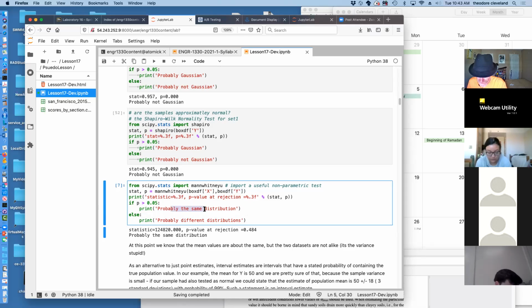So I think the printed logic doesn't make sense. Let me just change this.